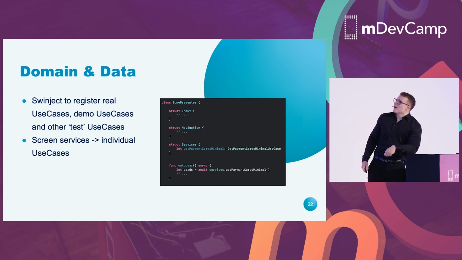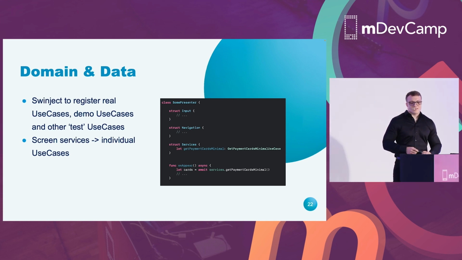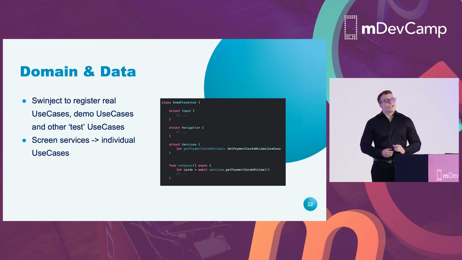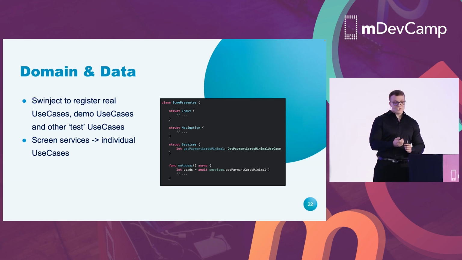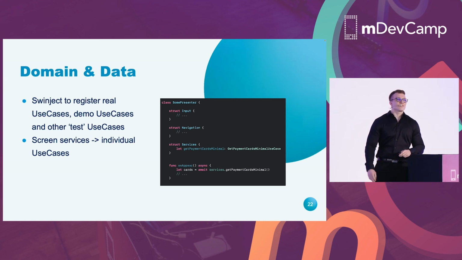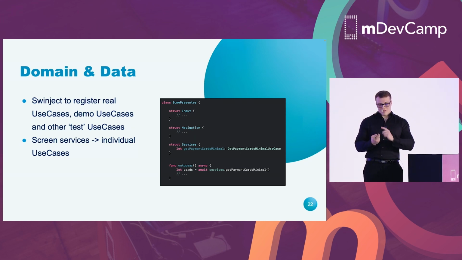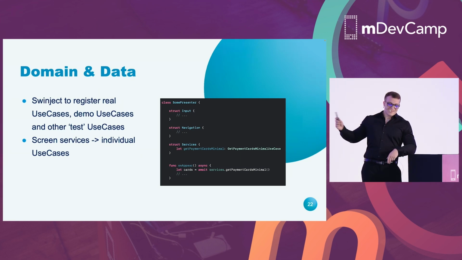Now, of course, as I mentioned, we had some mocked use cases and test use cases and so on, and we used Swinject for dependency injection, so we can easily switch between a real implementation and a test implementation. And also our app offers demo mode, so you can use the app without having an account, and you can get a feel of it. So we have actually something like mock, demo, test, and real implementations. It kind of takes time to create just one use case.